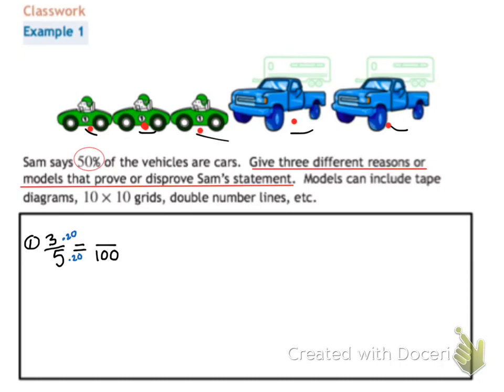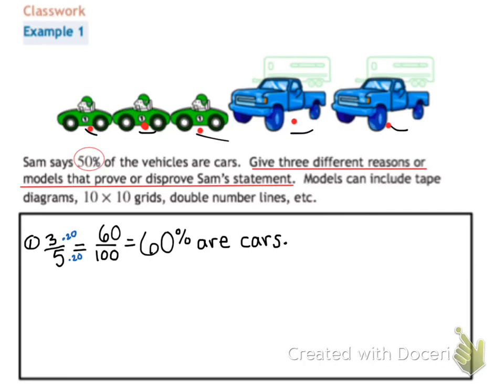So, to get 100, I have to multiply 5 by 20. 20 is my constant number. So, if 20 is my constant number, I also need to multiply 3 by 20, and that gives me 60. So, that means 60% of the vehicles are cars. So, I just disproved Sam's statement. He says 50% of the vehicles are cars, but my evidence shows that 60% of the vehicles are cars.